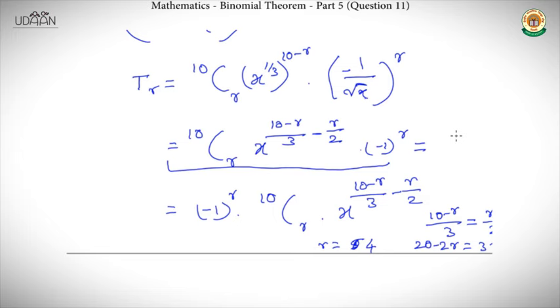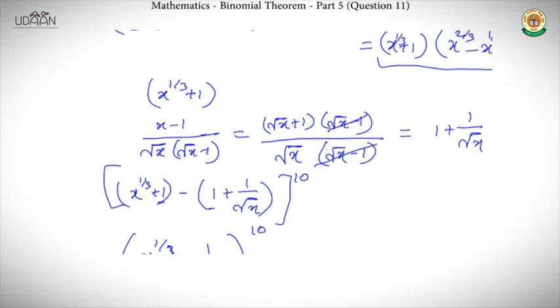Just put r equal to 4. So the term becomes 10C4 into x raised to 0, since we want the term independent of x, times (minus 1) whole raised to 4. This becomes 10C4. So this is the term independent of x in this expression.